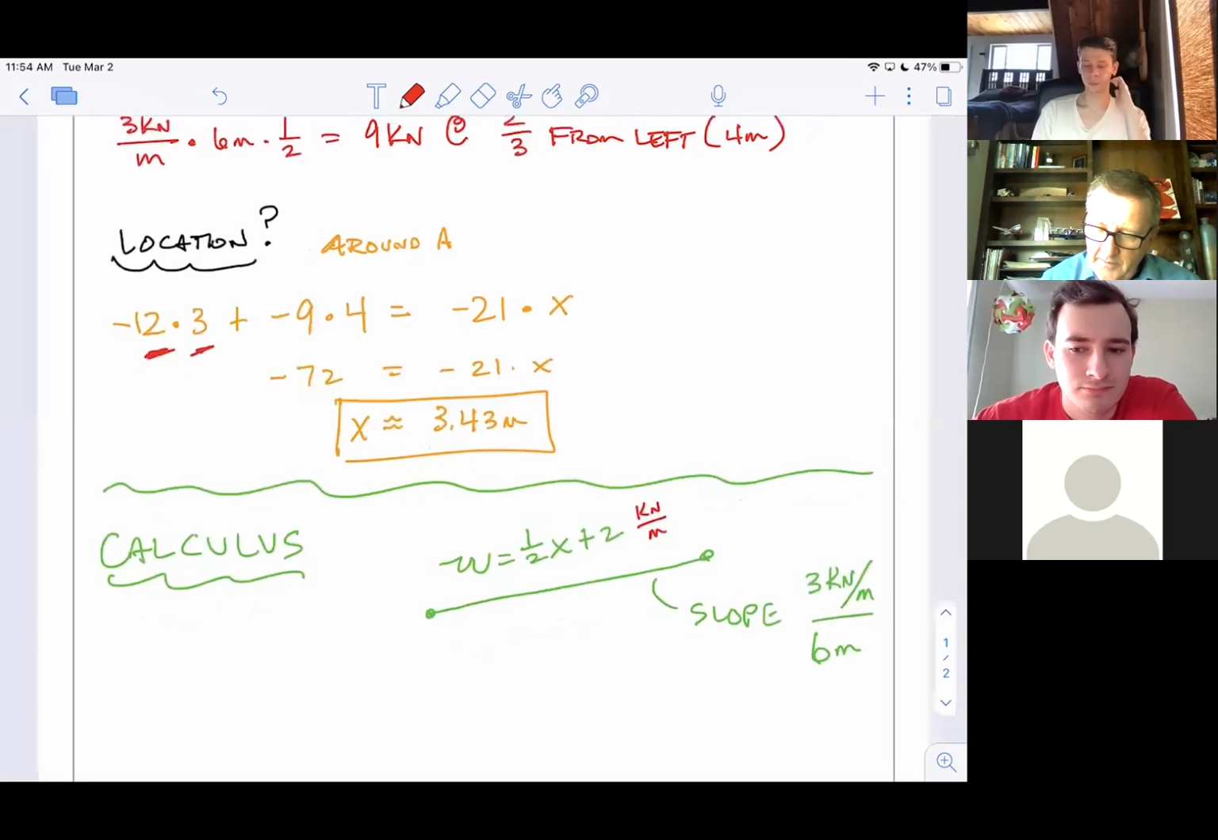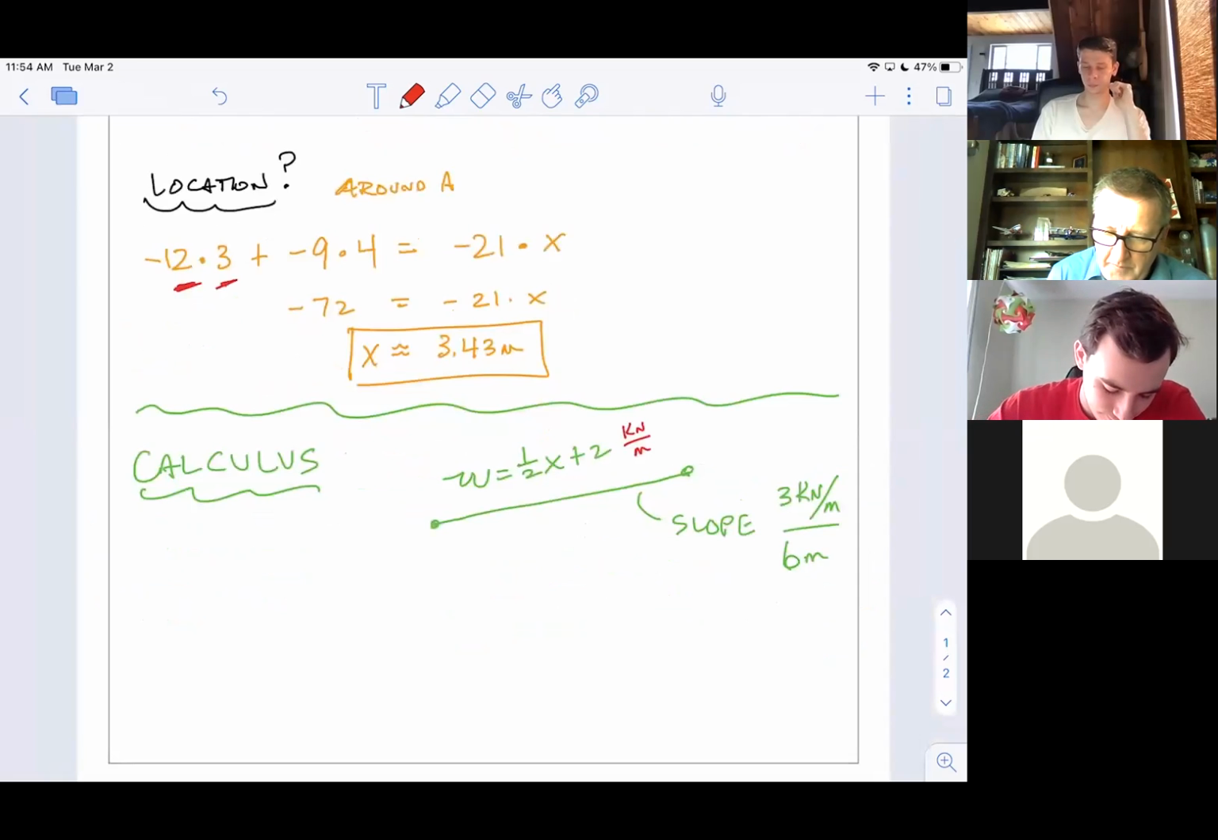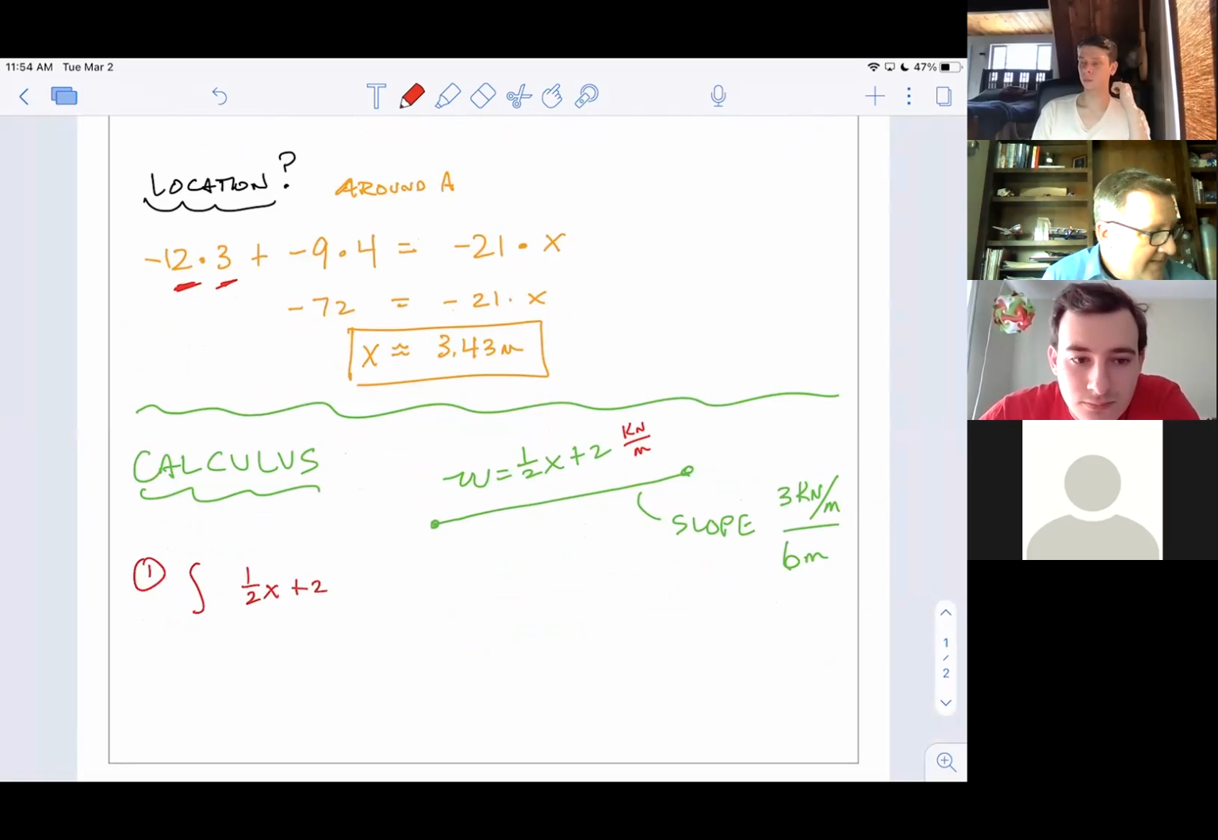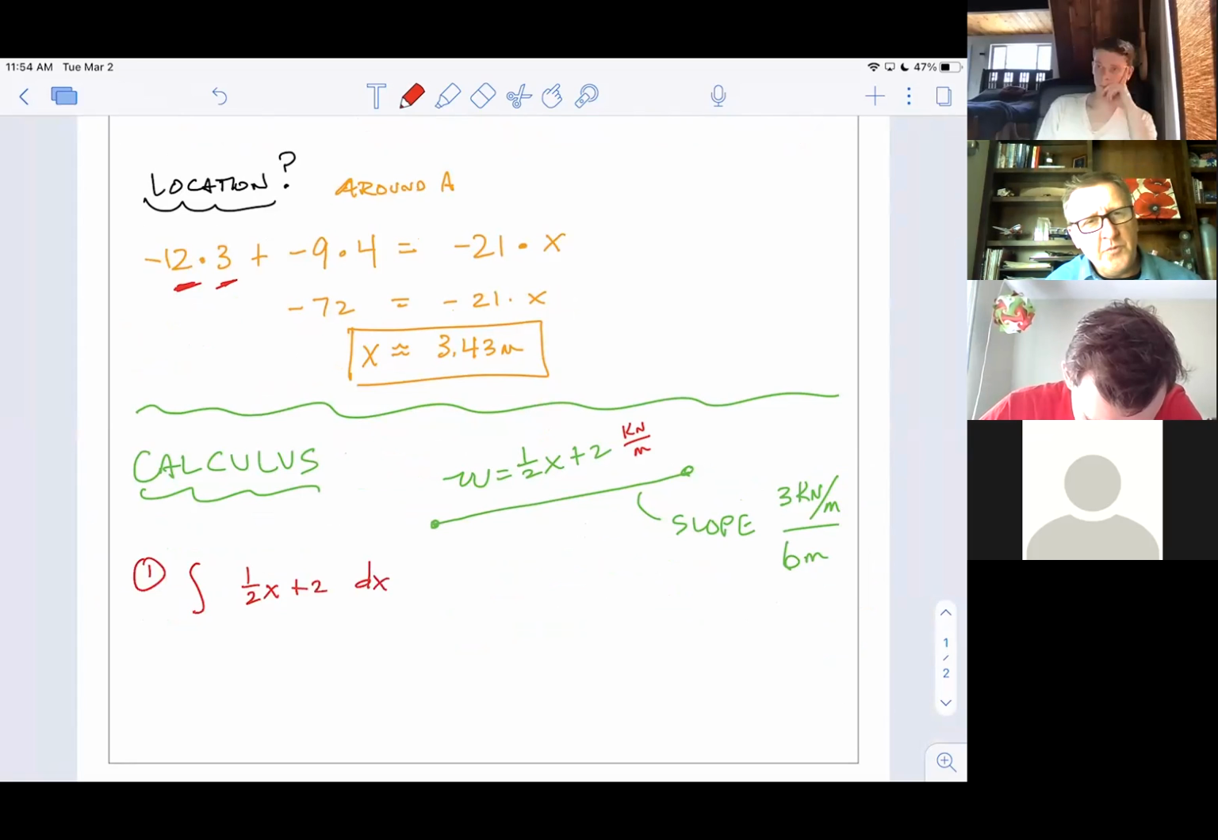So there's a couple of calculations we can make now. Watch this with respect to integrals. I want you to see if you can figure out what this calculates. If I take that equation right there, 1/2 x plus 2 dx, think about what the dx is doing. And since our beam was 6 meters long, I go from 6 to 0. I want you to notice what the answer to this is and what this means as a result of that.